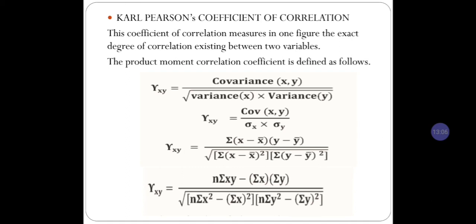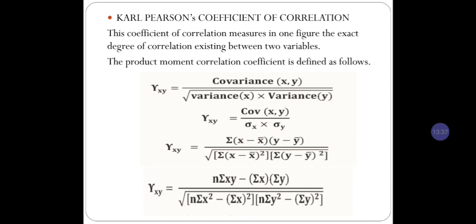Next, the third formula for finding R is sigma of x minus x bar into y minus y bar, divided by the root of sigma of x minus x bar the whole square into sigma of y minus y bar the whole square. When your x bar and y bar values are given, you will use this formula.